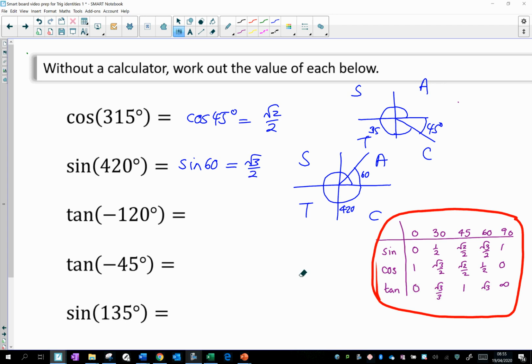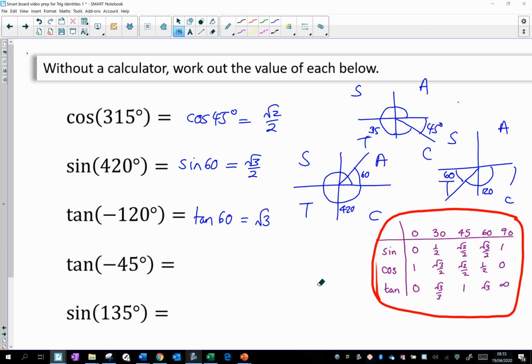Tan of minus 120, so remember, I'll do it right over here. Okay, so ASTC, minus 120 means we go in this direction, so that's minus 90. Minus 120 is there. So if this angle here is 120, the one made with the x-axis is going to be 60. Okay, so tan of minus 120 in the T section is just the same as tan 60, and tan 60 from the table is root 3.